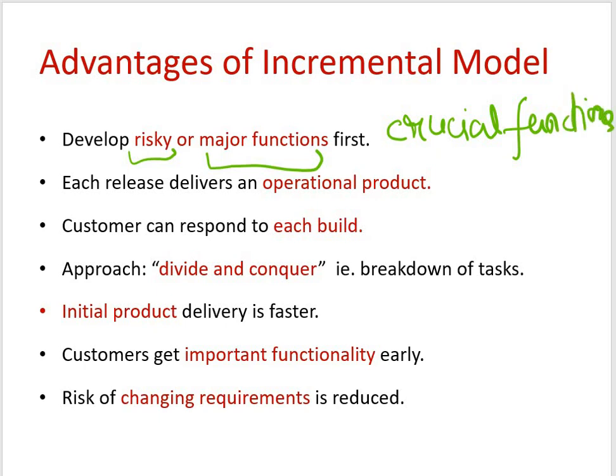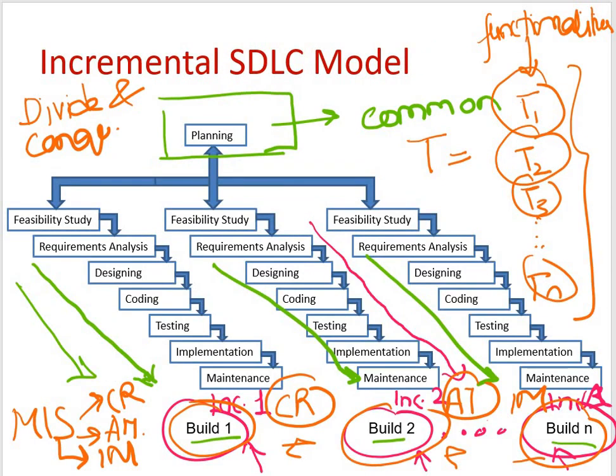Crucial or important functions, and each release delivers an operational product. Of course, every build is nothing but a fully functional product. It can have a subset of the functionalities which the overall product delivers, but each build will be there to sort out or automate some activity. So for example, for MIS, my first phase was course registration, so the course registration will be working fine. We will not comment on attendance management and inventory management because those would be part of later builds.